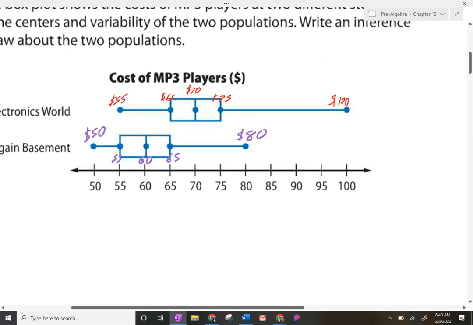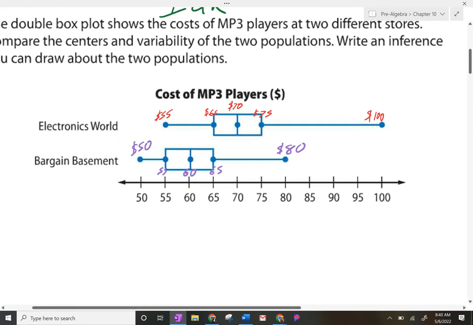So if I go back to this one, we got Electronics World and Bargain Basement. Out of both of those places, let's pretend they're the same quality. We're not going to pretend like he actually stole it from somebody's basement. Same quality of MP3 players. Which one of those places would you rather go shopping at?